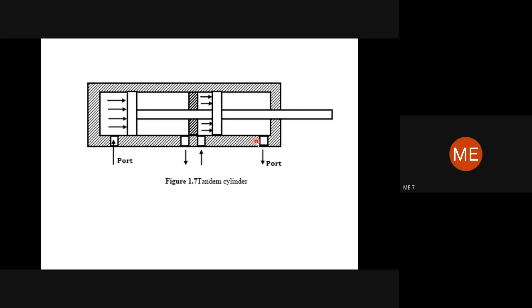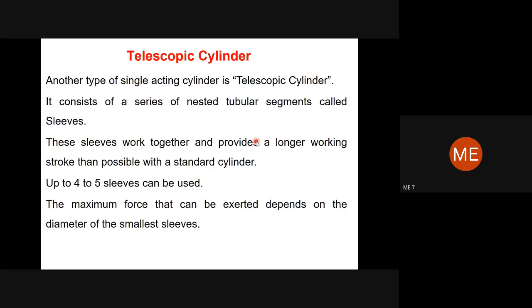Then another extension is what is called a telescopic cylinder. This telescopic cylinder is a case of a single acting cylinder. It is like just extending a portion. It consists of a series of nested tubular segments: a larger tube, then a smaller tube, then a still smaller tube. If I push everything, it will come to a small box, and then you can retrieve it.